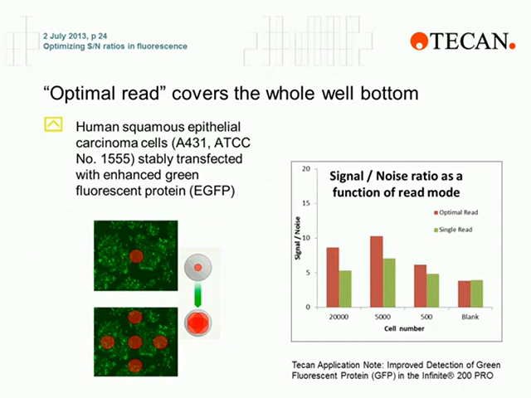So from the experiment where we used human squamous epithelial carcinoma cells, which have been stably transfected with enhanced green fluorescence protein, we found that independent of the cell number, whenever we use optimal read, we have an increased signal-to-noise ratio.